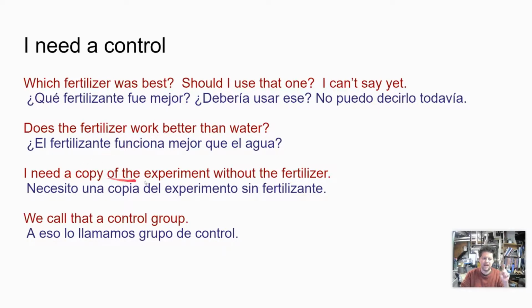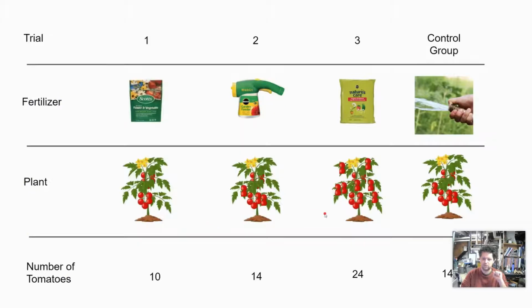I need to make a copy of the experiment without the fertilizer. So we call that a control group. So then I need a 4th group of tomatoes, right? And I would have to have this from the beginning. I can't add it at the end. It has to be in the same location with the same amount of water and the same amount of light. And it needs to have the same amount of time to grow. And it needs to be the same kind of tomato plant.